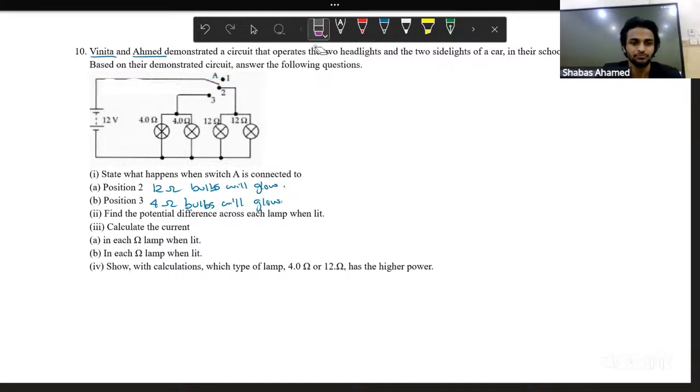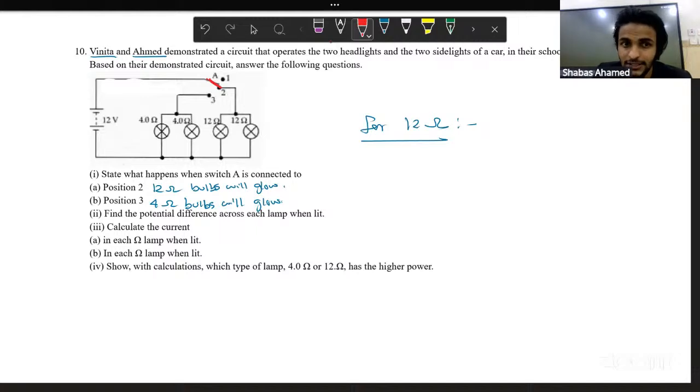Next one. Find the potential difference across each lamp when lit. Okay, so first I am going to find for the 12 ohm. Listen guys, first when it is connected to the position 2, I can say this is a 12 voltage current coming here.